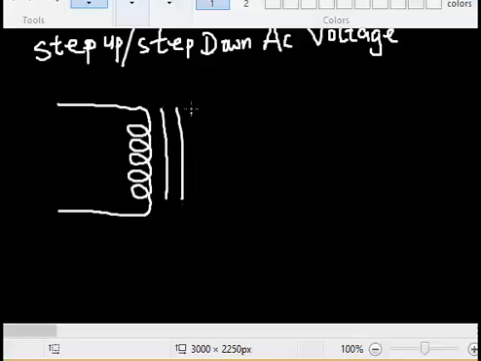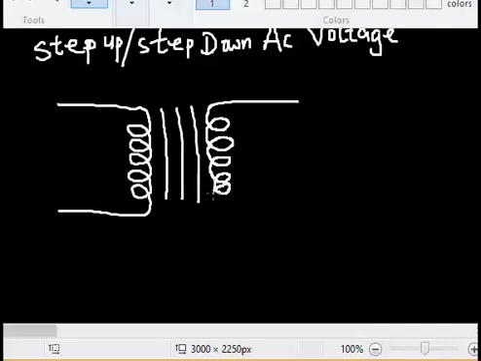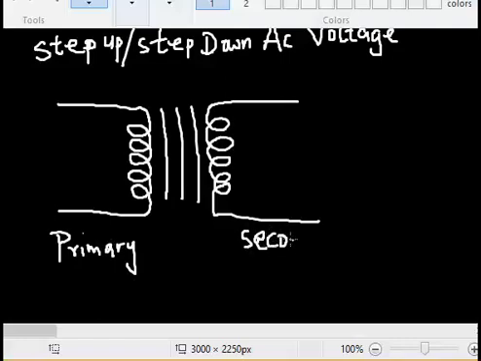So now this is a symbol of a transformer. This is, let's say, the primary coil, and it's electrically coupled. That means they're only close to each other, right? They are not connected in any way. So this is the primary coil, and this is the secondary coil.